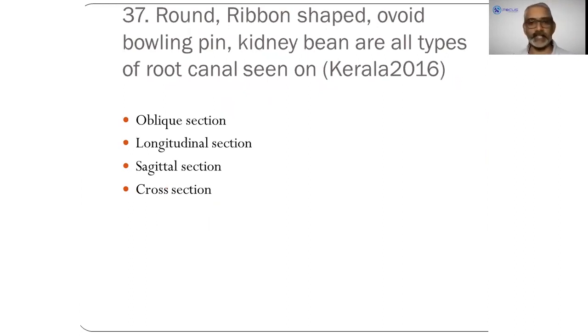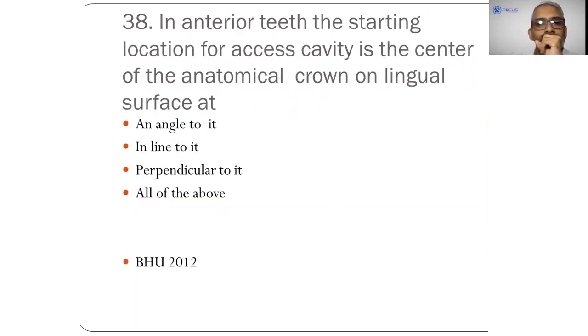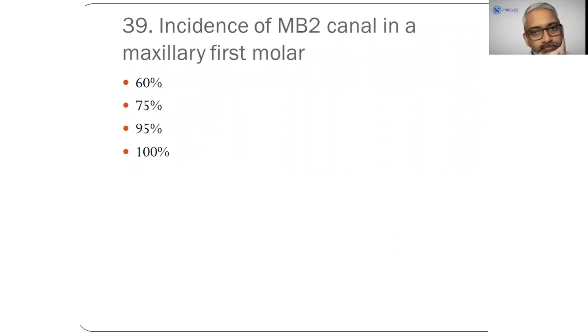You tell like C-shaped canal, bean-shaped canal, kidney-shaped canal and all. Which section is it? It's basically in the cross section. What's the answer? Straightforward question, simple one, perpendicular to it. MB2.